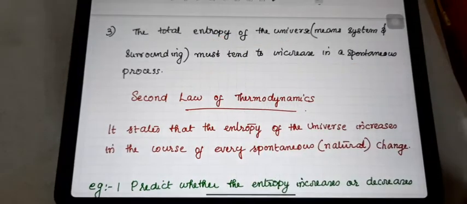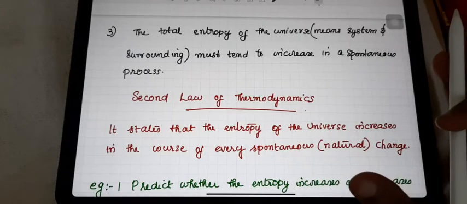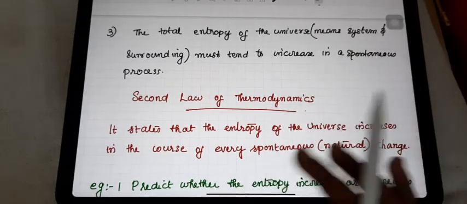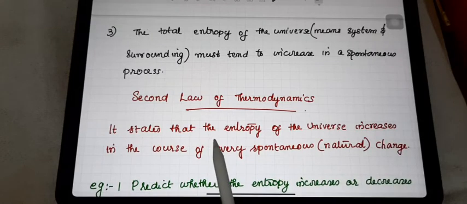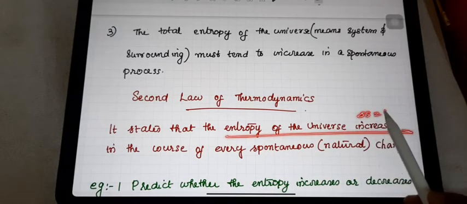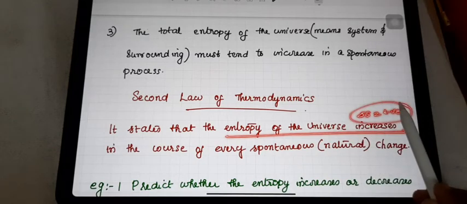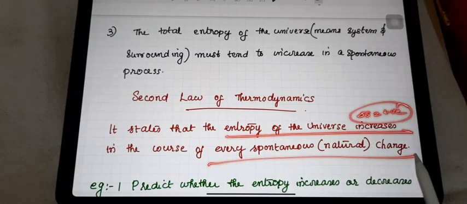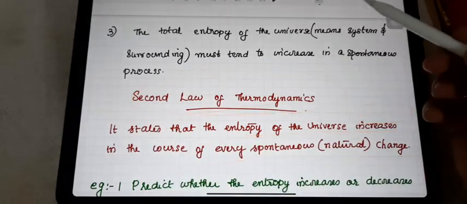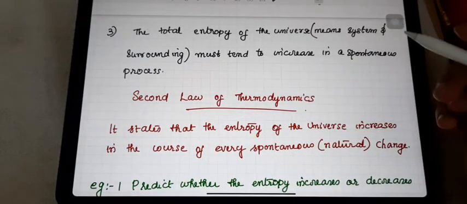In the reverse way, we are saying the same thing, but we are just changing the pattern of the statement. It states that the entropy of the universe increases. That means delta S is positive. That is meant by the words 'increases in the course of every spontaneous change'. That is said to be the second law of thermodynamics.